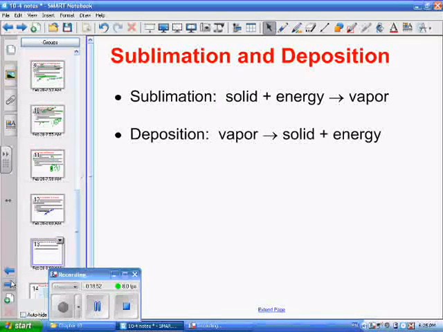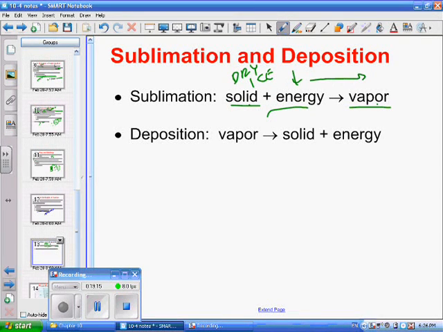Sublimation and deposition. Sublimation is anytime I take a solid, like dry ice, and it goes right to the vapor phase. It's that white, cloudy stuff you see. Now, I've got to put energy in to do this. So solid is order, this is disorder. I've got to put in energy to get to the disorder.